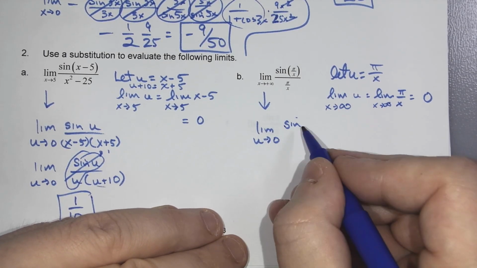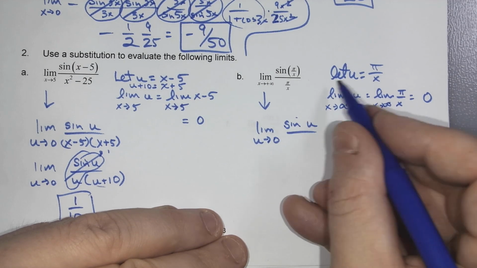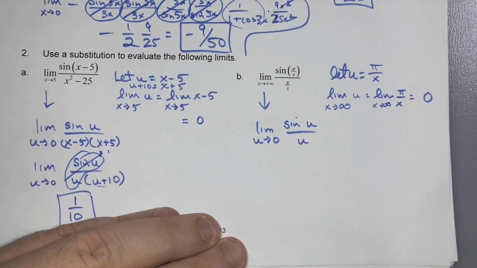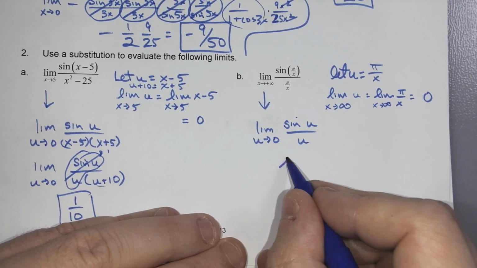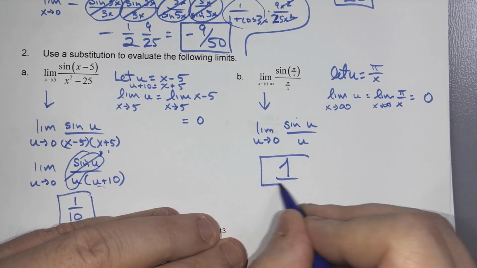Sine of pi over x, which is u, and then pi over x, which is u, and that's our special trig limit, meaning our limit ends up being 1.